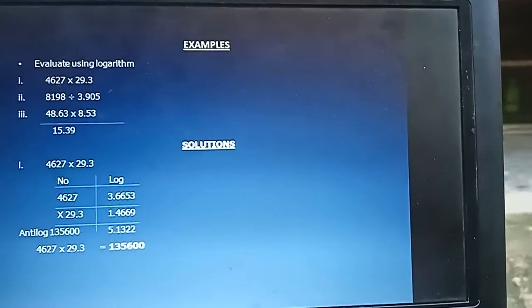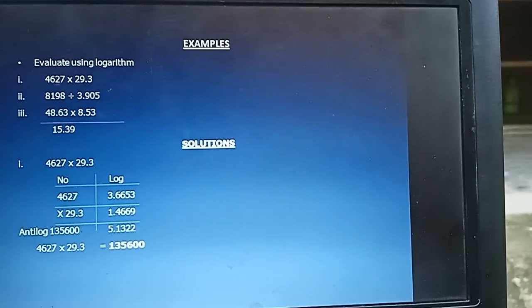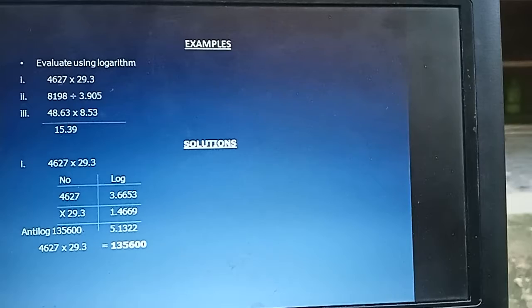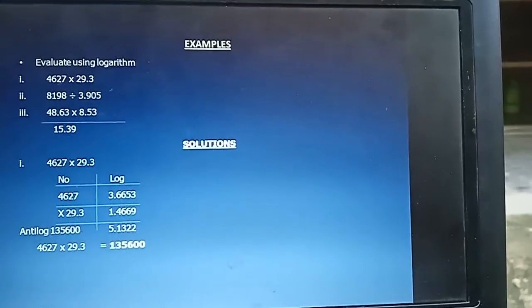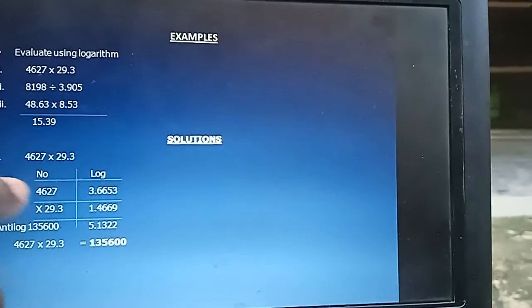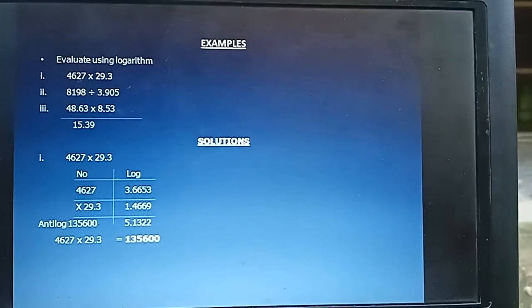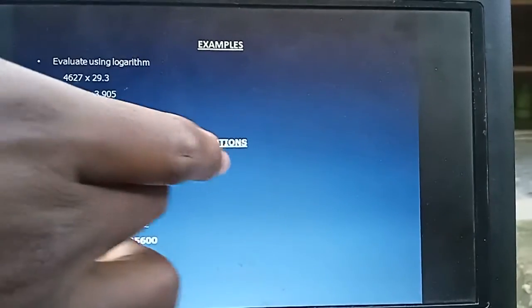Example, evaluate using logarithm. Number 1, 4627 times 29.3. Number 2, 8198 divided by 3.905. Number 3, 48.63 times 10 times 8.53 divided by 15.39. These are the solutions. The solution of number 1 is this: 4627 times 29.3. These are the numbers and this is the logarithm.